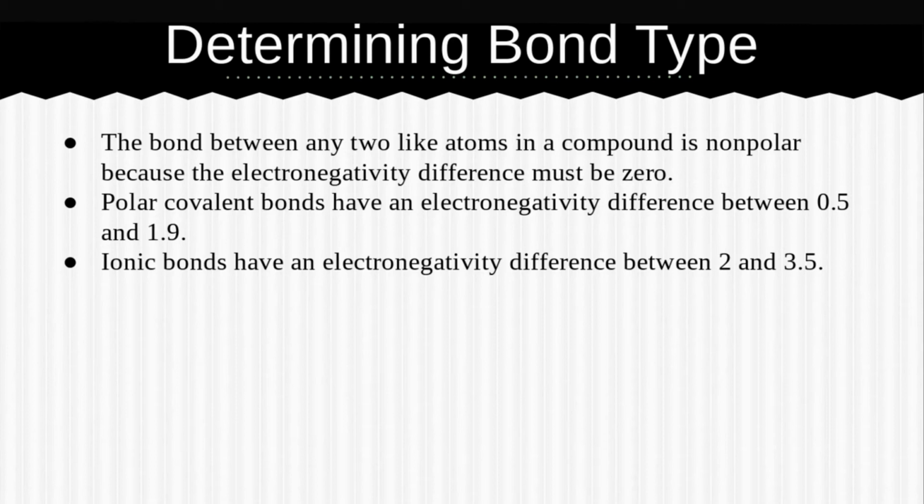That difference in electronegativity from 0 to 0.4 is not strong enough to create partial charges. If we have a difference between 0.5 and 1.9, that is considered a polar covalent bond. And then anything greater than that, 2 on up, is going to be an ionic bond. So we can determine which type of bond we're looking at by comparing those electronegativity values.